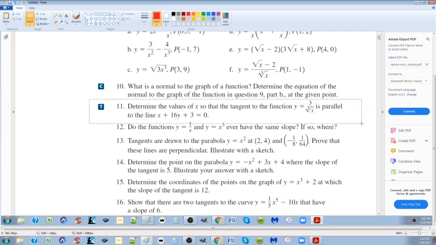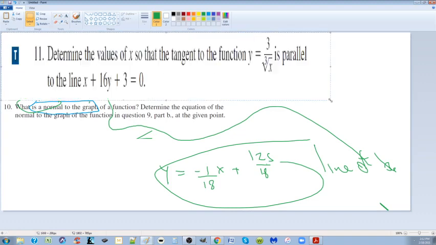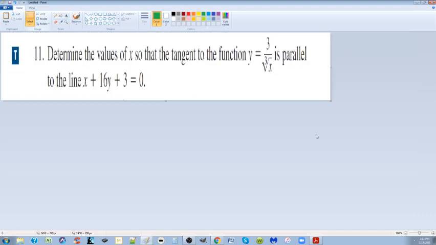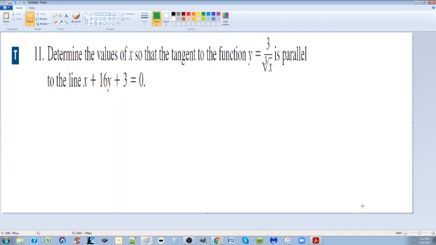Okay, so 17. We'll do that and then just crop it. Determine the values of x so that the tangent of this function is parallel to the line. Okay, so first let's answer what is the slope of this line. Okay, it's 16y is equal to negative x minus 3.